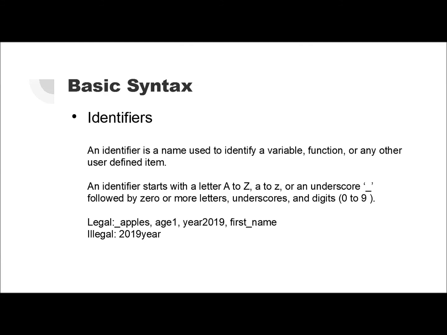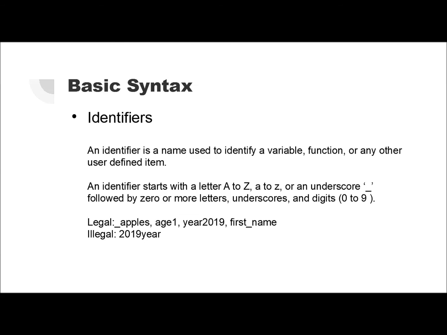Basic syntax, continued. Identifiers. An identifier is a name used to identify a variable, function, or any other user-defined item. It's just like a name to stand for anything you define. Just like my mom is identifier mom, something you can call. So variables, functions, or any other user-defined items have a name too. It's identifiers. Any identifier starts with a letter A to Z, lowercase a to z, or an underscore, followed by 0 or more letters, underscores, and digits, 0 to 9.